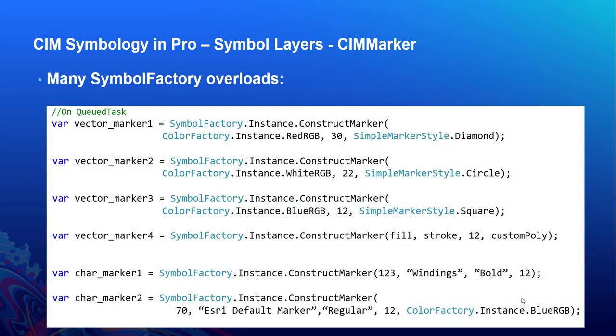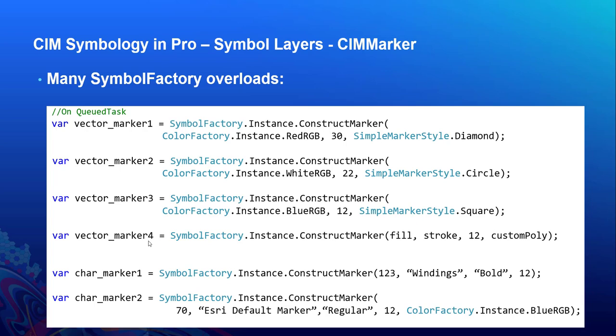There are a variety of different symbol factory overloads that you can use. So in the first three, I'm making three different types of vector marker, each with a different shape, a predefined shape identified by this simple marker style enum. In this case, diamond, circle, and square, in varying sizes and varying colors. The first one is red, the second one is white, and then the third one is blue.